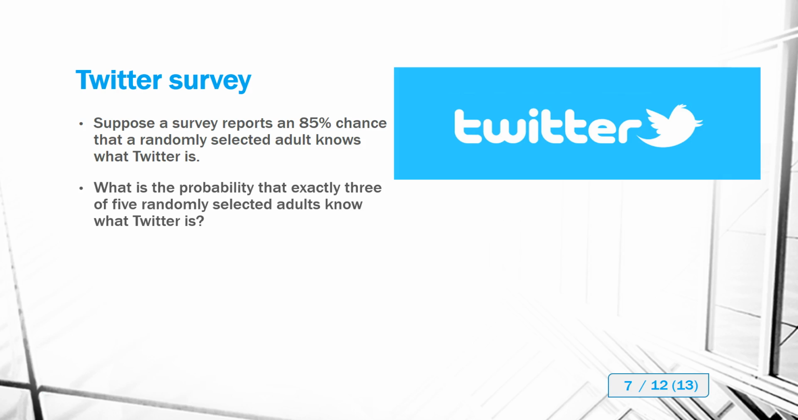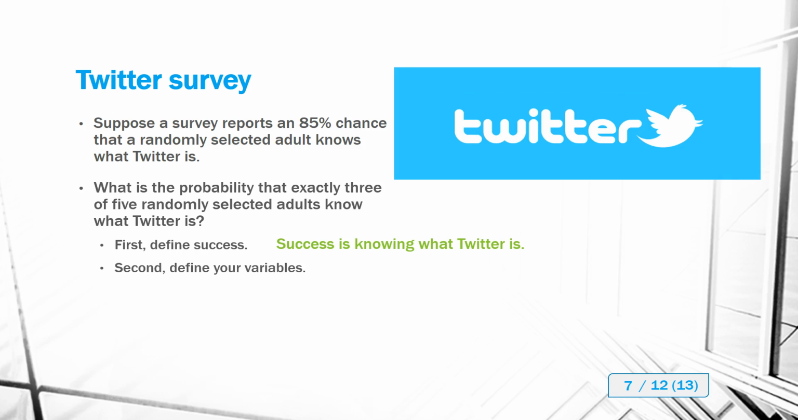Well, this question is clearly calling for a binomial probability calculation. So here, first, whenever you deal with binomial probability distribution calculations, you need to define what success is. That's the first step. Here, from the way that the question is worded, success is going to be knowing what Twitter is. Second, we want to define the variables, and there are 4 variables that we need to look at: N, X, P, and Q.